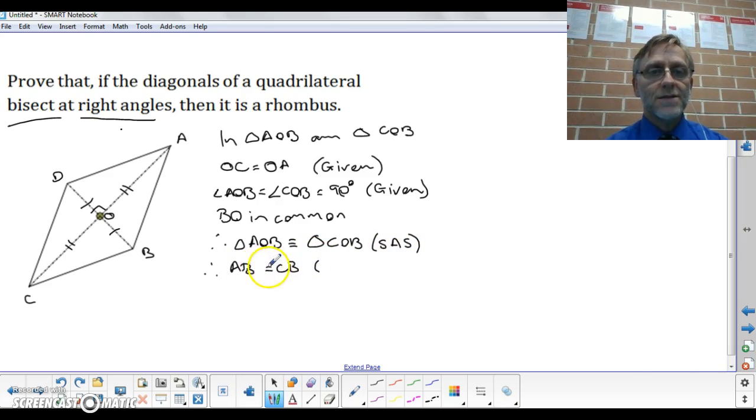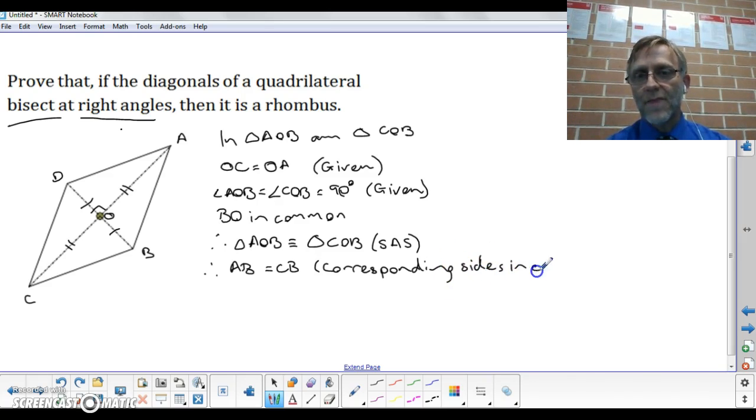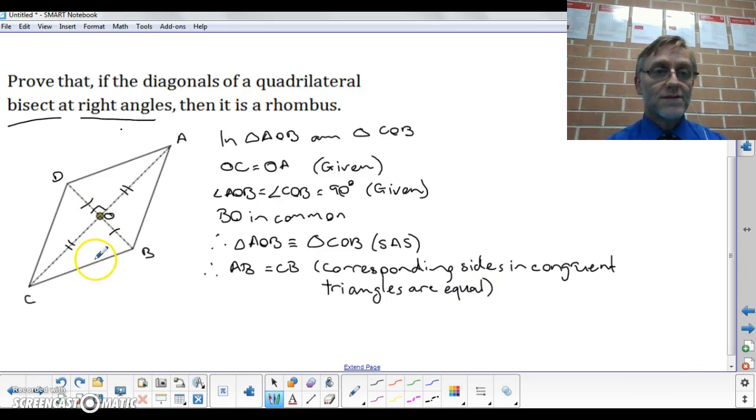And how do we know that these guys are the same? Because corresponding sides in congruent triangles are equal. Okay, so I can actually put lines there that show that those are the same size, same length.